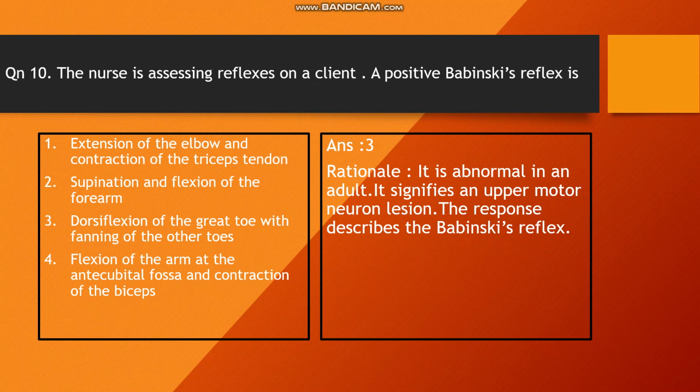Next one. The nurse is assessing reflexes on a client. A positive Babinski's reflex is extension of the elbow and contraction of the triceps tendon, supination and flexion of the forearm, dorsiflexion of the great toe with fanning of the other toes, flexion of the arm at the antecubital fossa and contraction of the biceps. Answer is 3. Dorsiflexion of the great toe with fanning of the other toes. Rationale. It is abnormal in an adult. It signifies an upper motor neuron lesion. The response describes the Babinski's reflex.